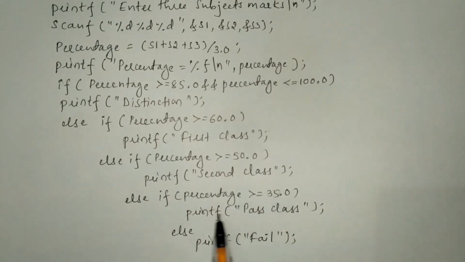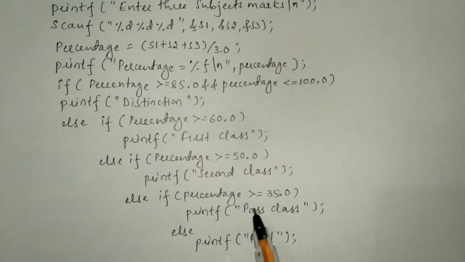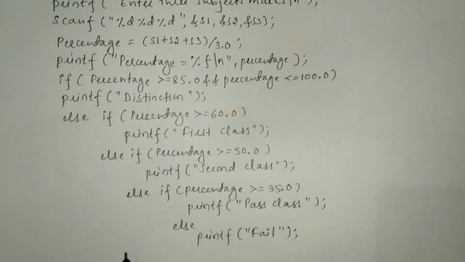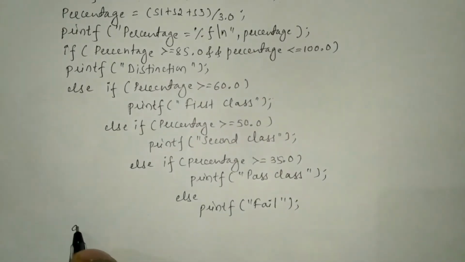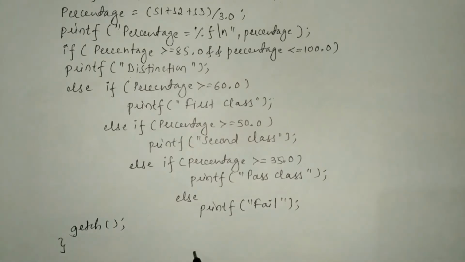And if this condition is false, then this particular statement will not get executed. If any of these conditions do not satisfy, or which results in a true value, then the false statement, that is the else part, will get executed, that is, fail will be displayed. Now I'm going to write the getch function and then the curly closing brace.